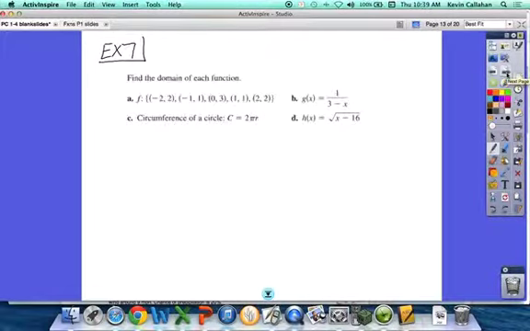Implied domain. So let's say if we look at this first set of ordered pairs here, how would I find the domain? Write down all the x values, right? So for A, I would make myself some set brackets and just write down the x values: -2, -1, 0, 1, 2. I just write down the x values.